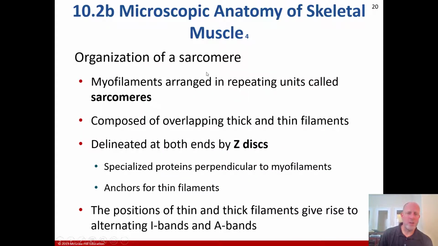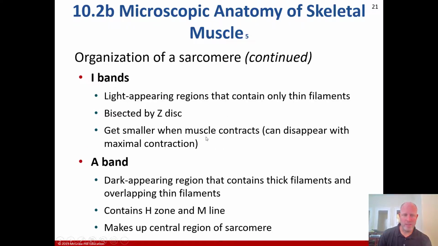As far as the organization of a sarcomere, the myofilaments are arranged in repeating units called sarcomeres. They're composed of overlapping thick and thin filaments. Each of these is delineated at both ends by a Z-disc, and these specialized proteins are perpendicular to the myofilaments, and they are anchors for the thin filaments. The positions of the thick and thin filaments give rise to alternating I bands and A bands.